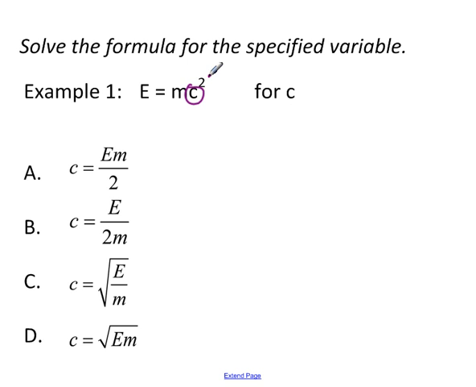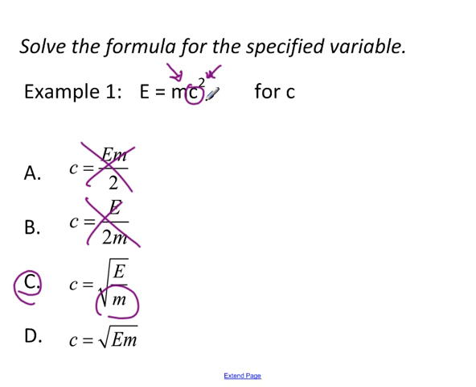Circle the C. I want to find the opposite of squaring and the opposite of multiplying by m. Well, the opposite of squaring is square rooting. Hey, there's two answers that have a square root. I'm going to eliminate these. Now, what's the opposite of multiplying by m? Well, it's not going to be multiply, it's going to be divide. So C is going to be our answer.